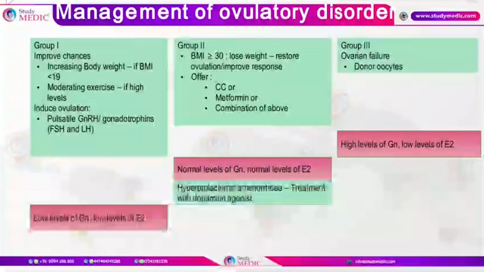Group 3 includes ovarian failure, where the ovaries are not functioning. Definitely you will be lacking the oocytes, so getting the oocyte from outside, that is, from a donor oocyte, will be helpful here. And this is giving feedback to the pituitary by means of a high level of gonadotropin and a low level of estradiol, which will be the laboratory investigation that you will come across here.